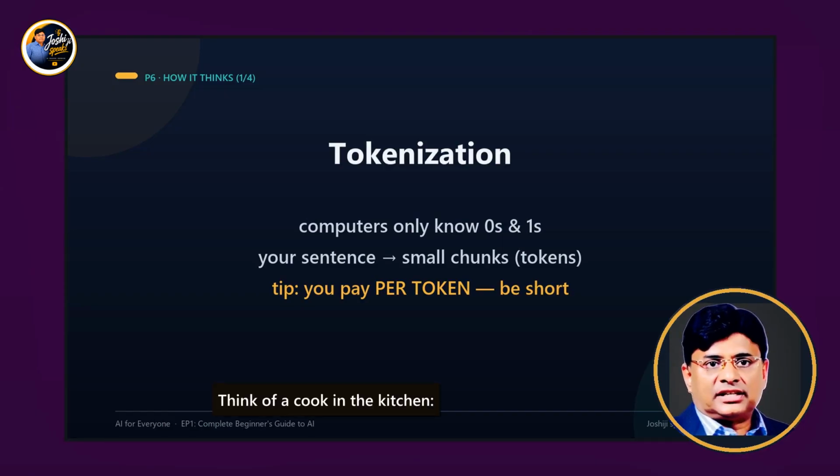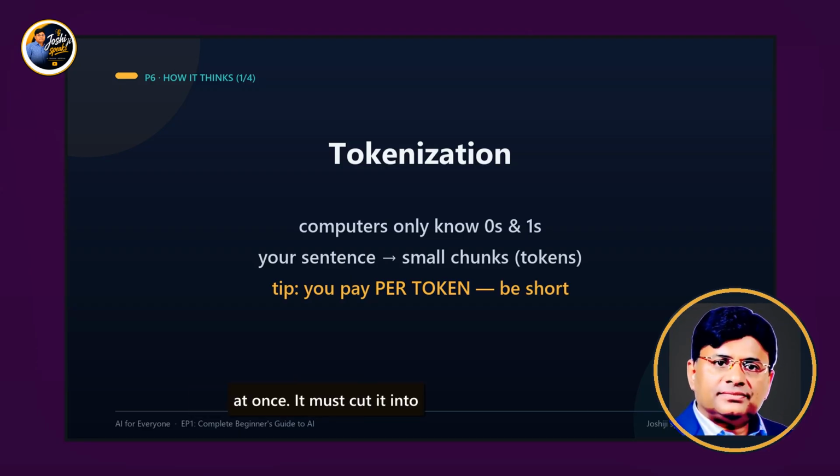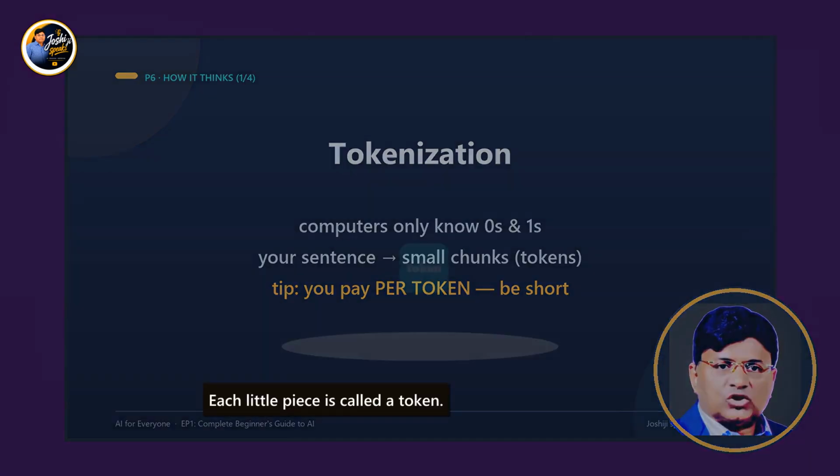Think of a cook in the kitchen. She cannot drop a whole pumpkin into the pot. She must first cut it into small pieces she can handle. In exactly the same way, the AI cannot swallow your whole sentence at once. It must cut it into small pieces it can pick up, one by one. Each little piece is called a token.